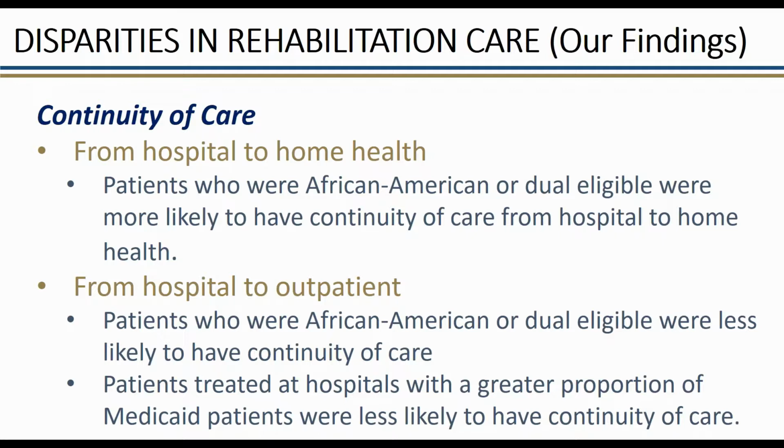And patients that were treated at hospitals with a greater proportion of Medicaid patients were less likely to have continuity of care. And again, that's kind of an indirect measure of socioeconomic status. If patients are coming from hospitals with a greater proportion of Medicaid patients, they're likely living in poorer areas.